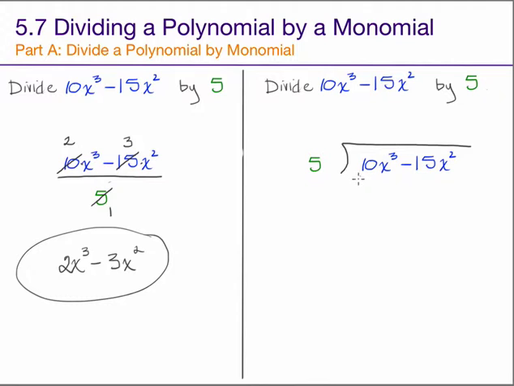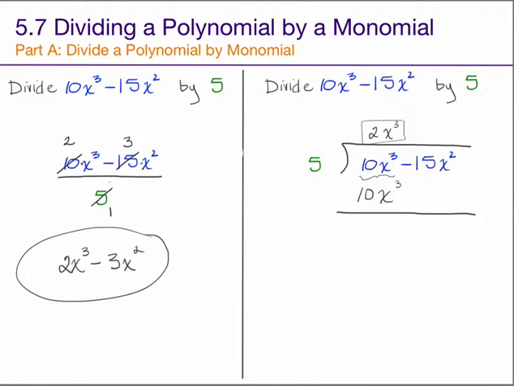5 goes into, what do I need to multiply 5 by to get not just 10, but 10x cubed? 5 times what? 5 times what equals 10x cubed? Well, 5 times 2 is going to give me the 10, but I need to multiply it also by x cubed. Now when I do my multiplication, I get 2 times 5 is 10, and x cubed, and then I can subtract.